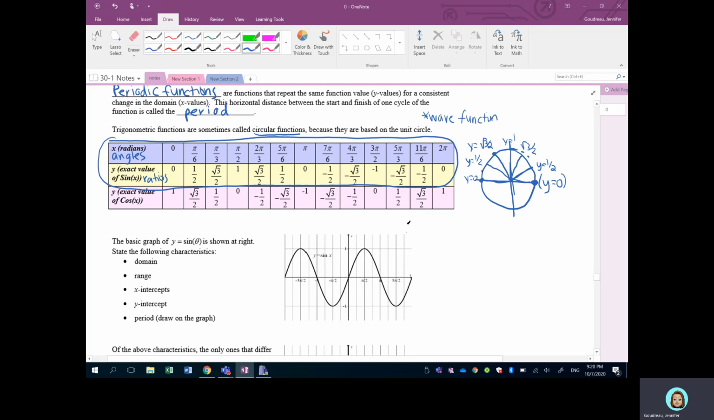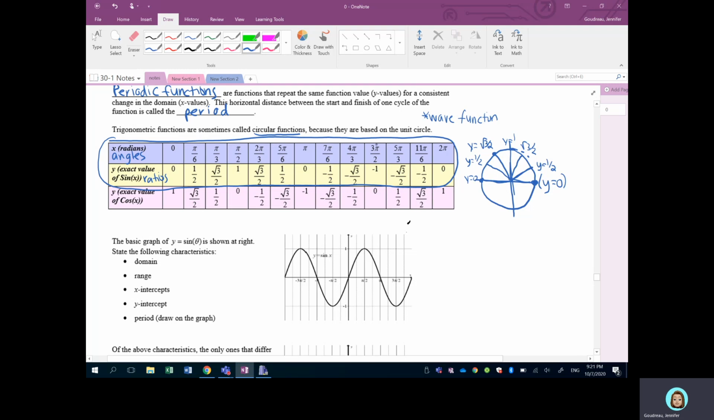So there's a definite pattern there: 0, 1 over 2, root 3 over 2, 1, root 3 over 2, 1 over 2, 0. So it builds up and then builds back down. As we continue around the unit circle, notice that the numbers repeat that same pattern again.